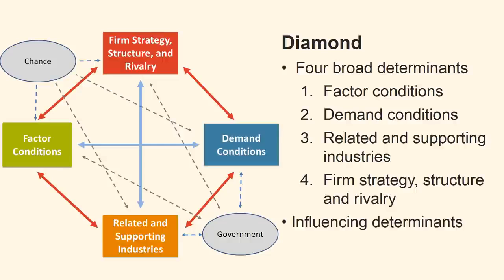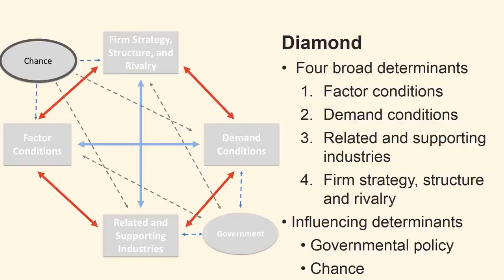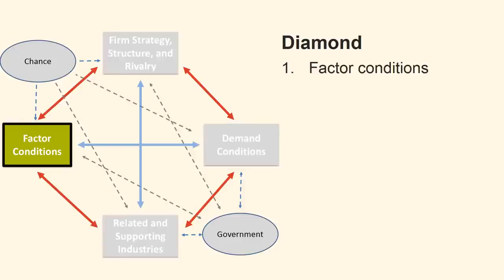The model also points out that there are 2 additional determinants that influence the 4 main determinants. These are governmental policy and the role of chance events. Let us review the definition of each determinant. The first is factor conditions.